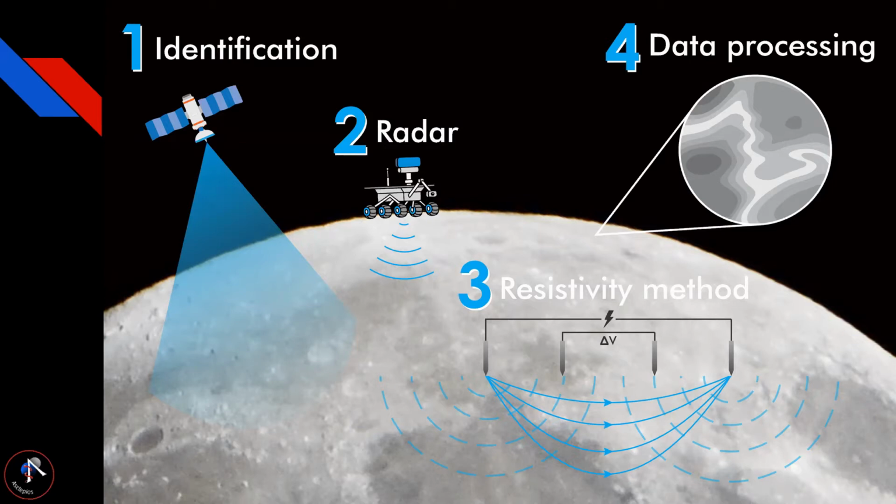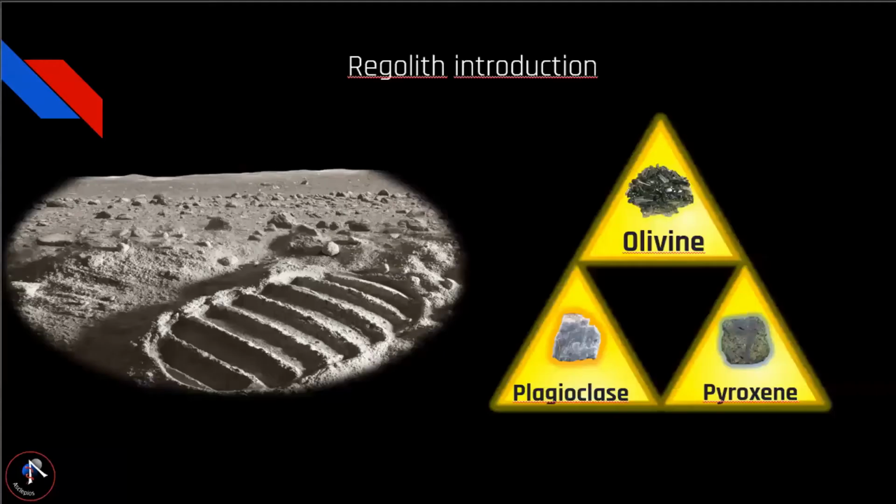On this third phase, we will use the drill to bury a set of electrodes into the ground, and then we will use them to create an underground electric field. Finally, the data collected from measuring this electric field will give us enough information to create a 3D map of the lunar subsurface. Now, we will go on to explaining more about the lunar soil composition, the drilling system, and the geophysical method.